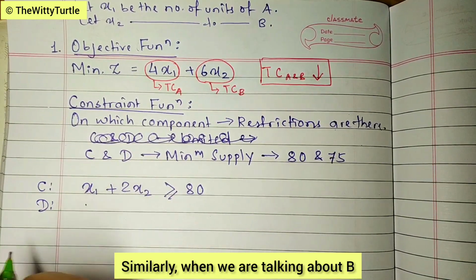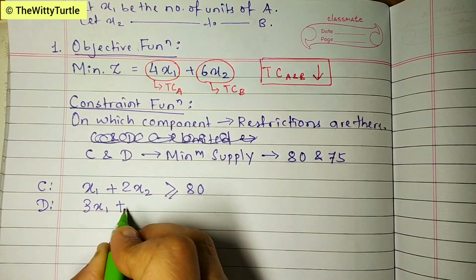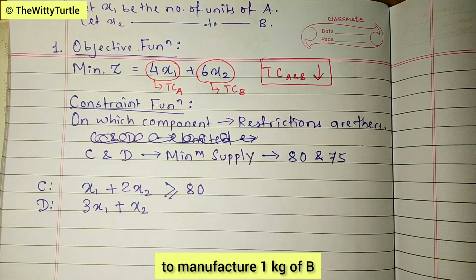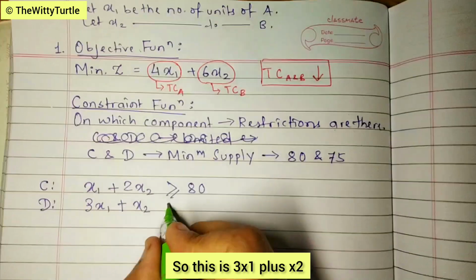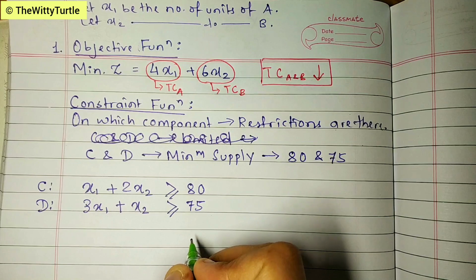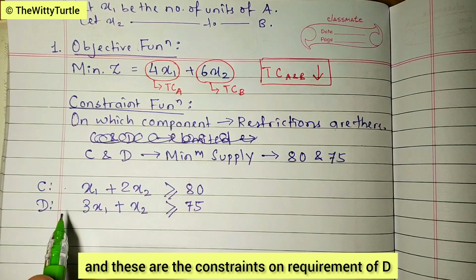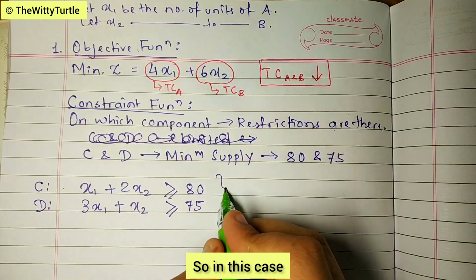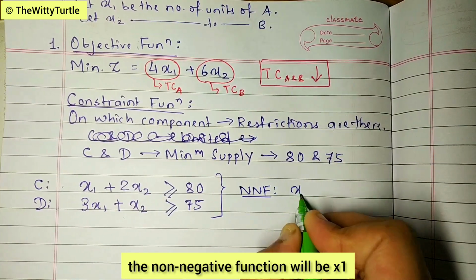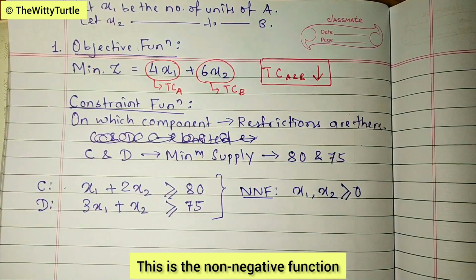Similarly, when we are talking about D, it will be what? 3x1 plus x2, because only 1 unit of D is required to manufacture 1 kg of B. So this is 3x1 plus x2 and it will be more than or equal to 75. Right? So these are the constraints on C and these are the constraints on requirement of D. Okay. So in this case, what will be the non-negative function? The non-negative function will be x1 and x2 both are more than equal to 0. Right? So this is the non-negative function.